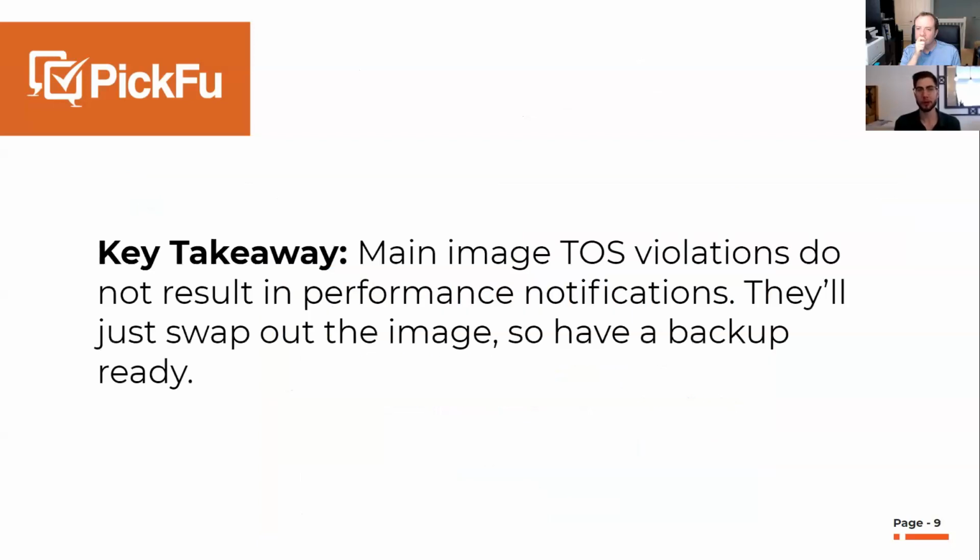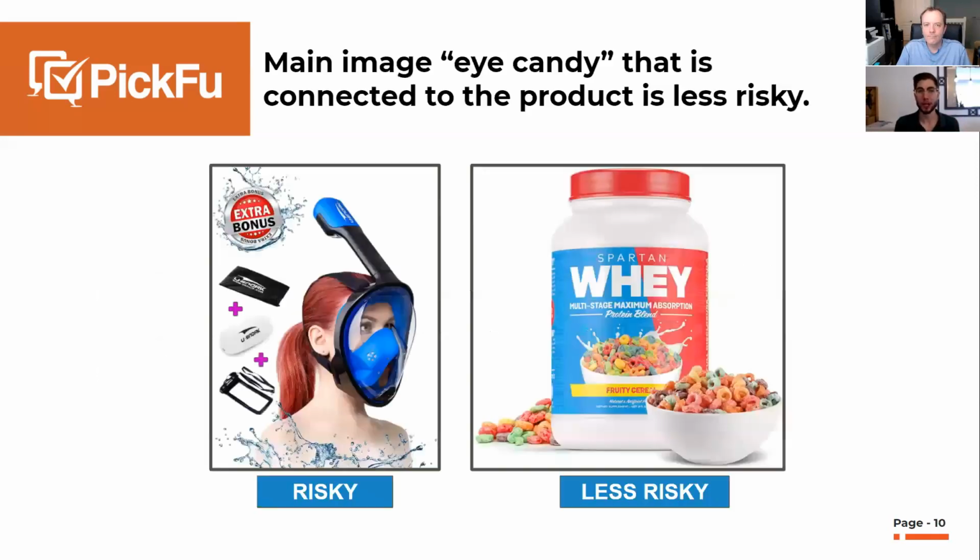So let me walk you through some of the biggest takeaways we've seen if you're thinking about pushing these lines. The key takeaway here is that main image TOS violations are not going to result in a performance notification. The only thing that's going to happen is that the violated main image is just going to be suppressed, and they're going to swap it out with an additional image. So what I recommend, if you're planning on pushing these boundaries, is first and foremost think about: is this clickbaity, or is this actually going to help the customer to make a better buying decision? Think about that customer centricity standpoint that Amazon wants to have. If it's something that's going to help the customer make a better buying decision, you're probably going to be safe, but I recommend having a backup ready to go anyway.